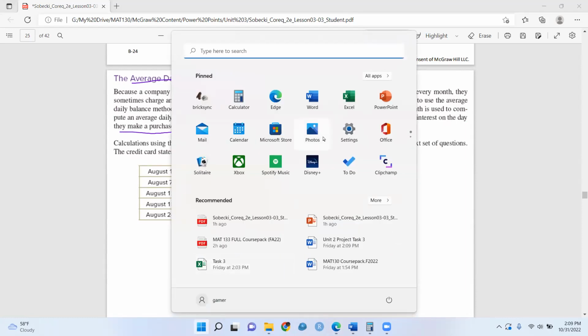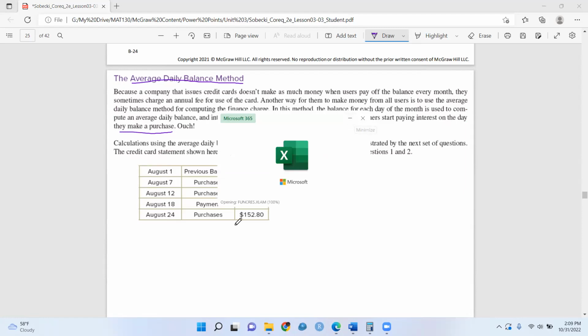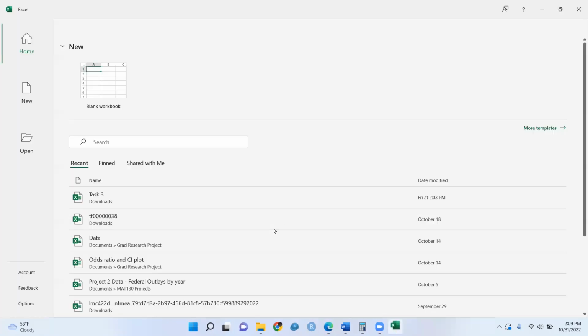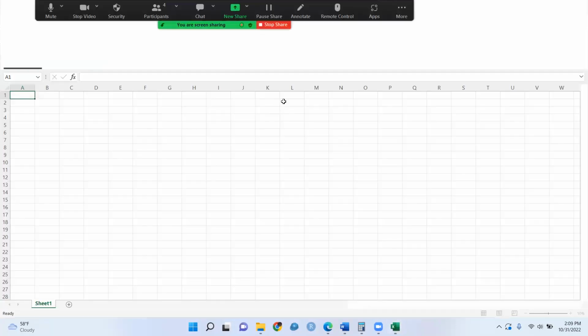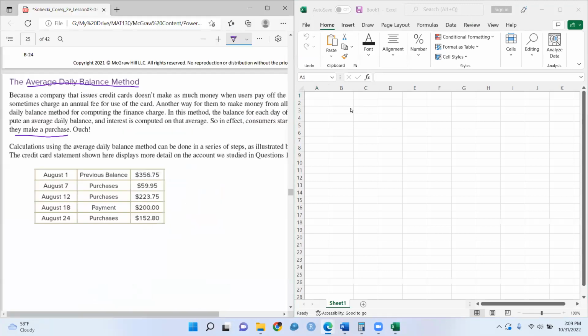Okay, so this works best in Excel. So I'm going to open up an Excel spreadsheet and copy this into Excel and show you how to do this. There's a worksheet problem for the 3-3 worksheet that I encourage you to do the same thing. Just run Excel on it. So what we need is the dates: August 1st, August 7th, August 12th, August 18th, August 24th.